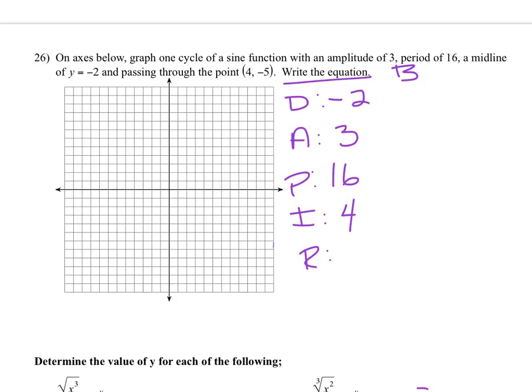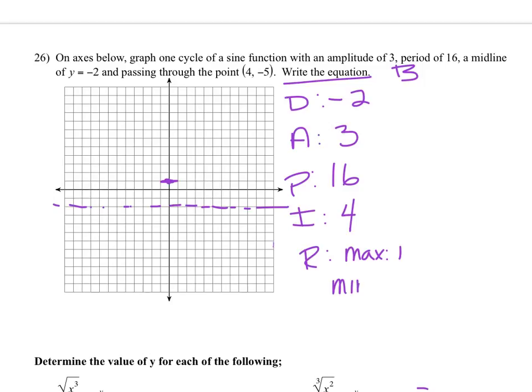The max, I like to do my max on the graph if I have one, because it just makes it easier. So my midline is at -2. The amplitude goes up 2. And, well, that's the max would be, I'm sorry, up 3. So that would be +1.